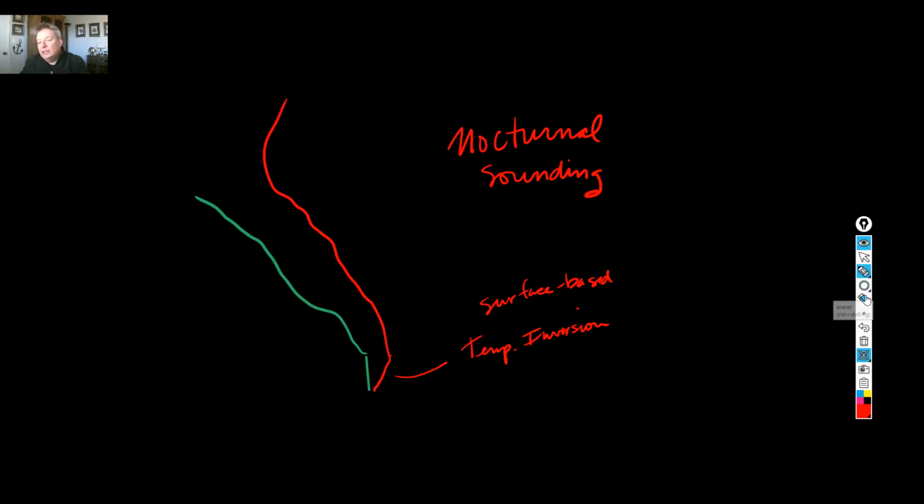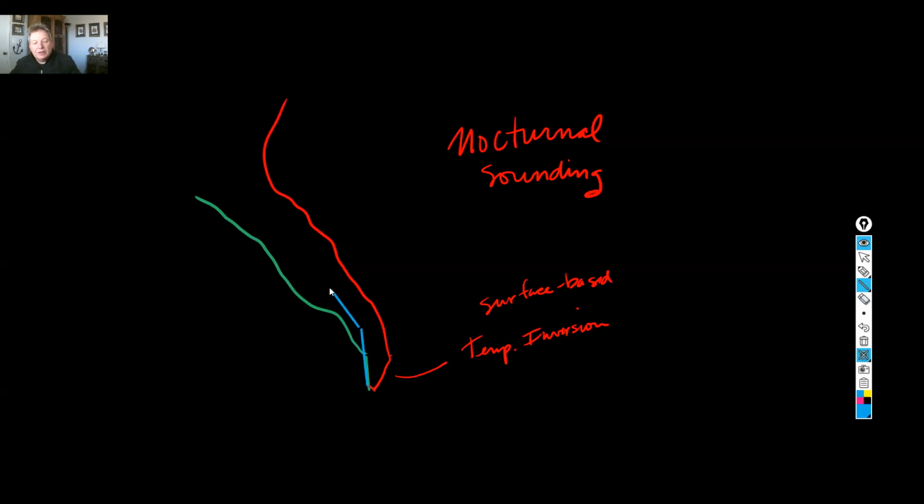Now I want to take a look at something about a nocturnal sounding. If I were to lift a parcel in a nocturnal sounding, this is where things get kind of weird. So I lift it, the LCL is really close, right? There's your LCL, and so your parcel is going to go up like this.